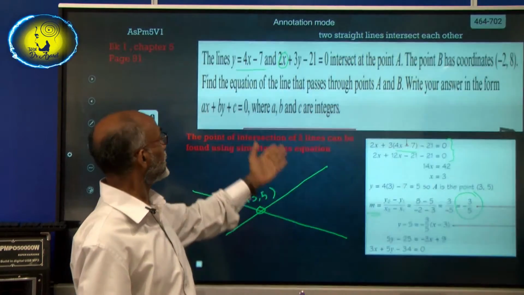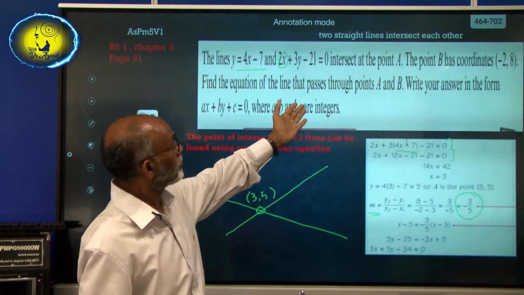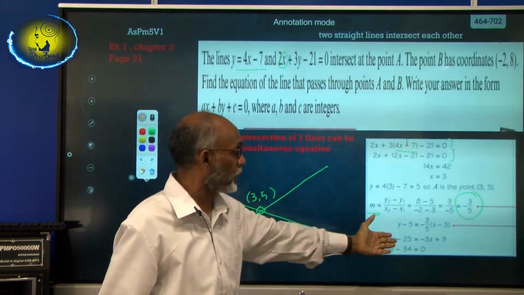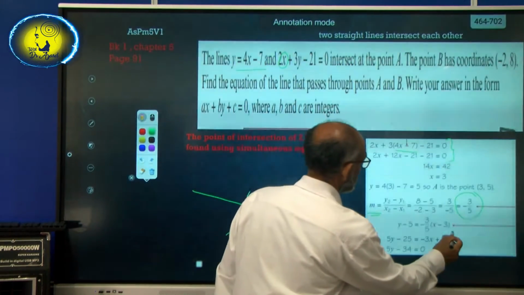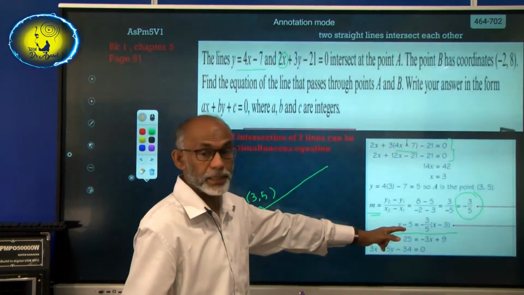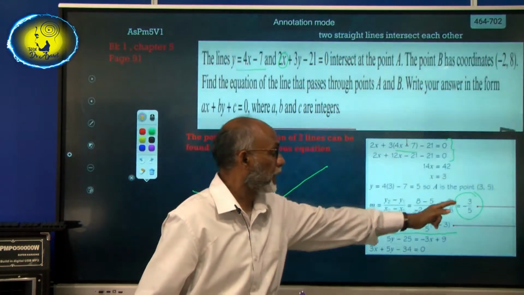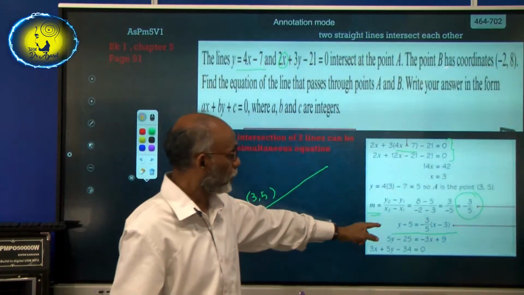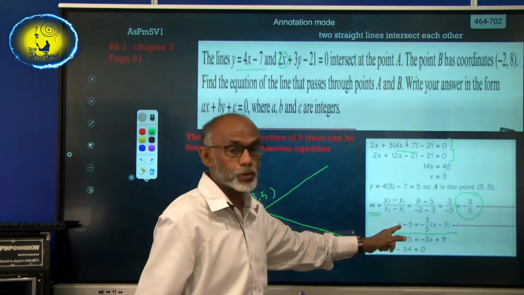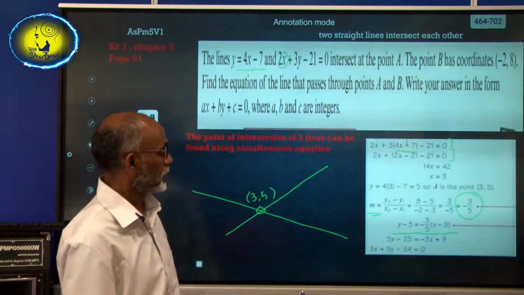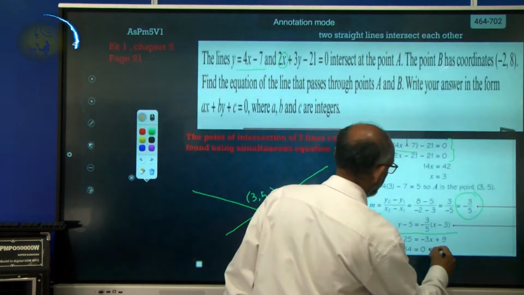Now to construct the equation which passes through A and B, it is very easy. Here, y minus y1 equals gradient times x minus x1. What we do is just use one of the points to identify the equation, such that the equation is formed.